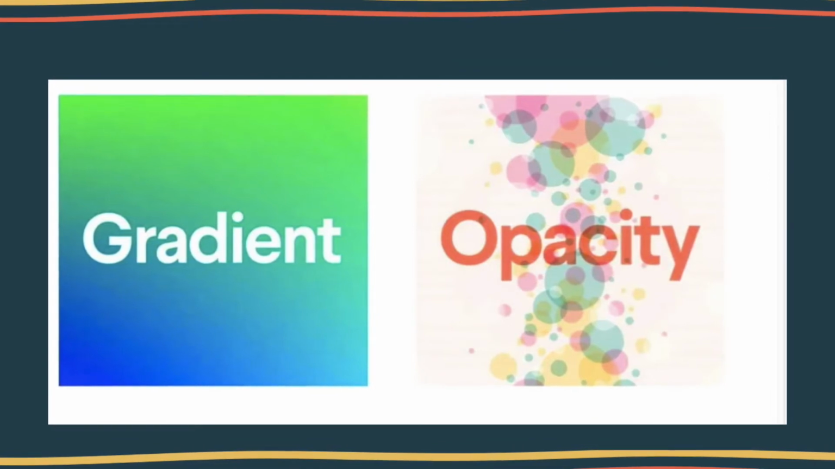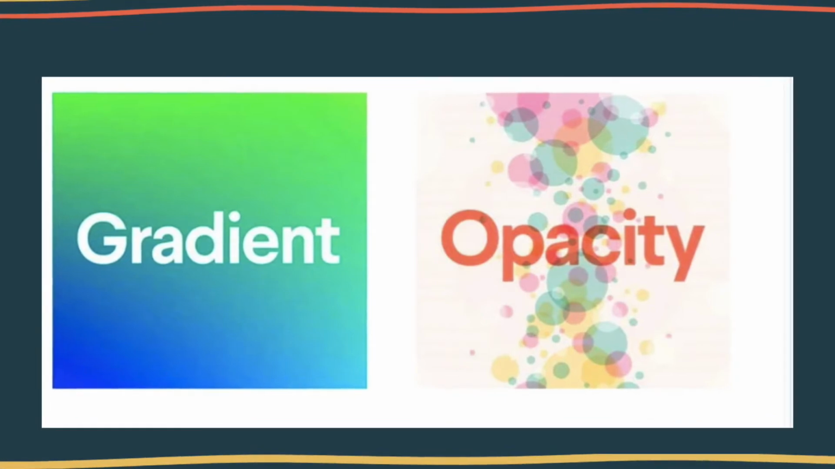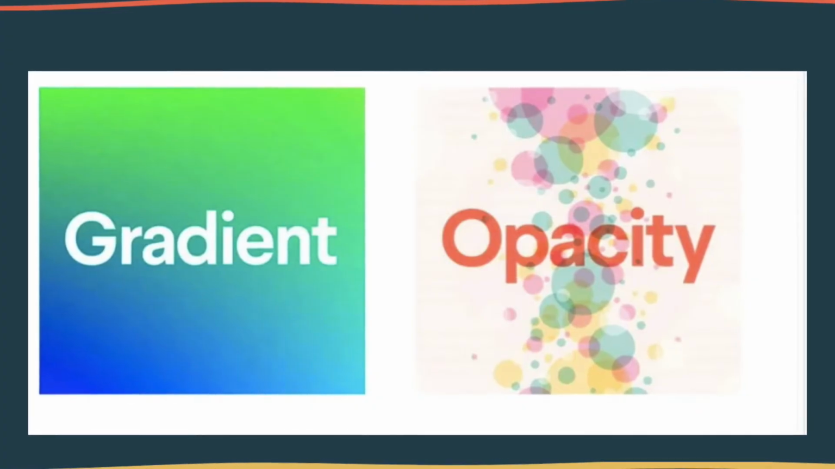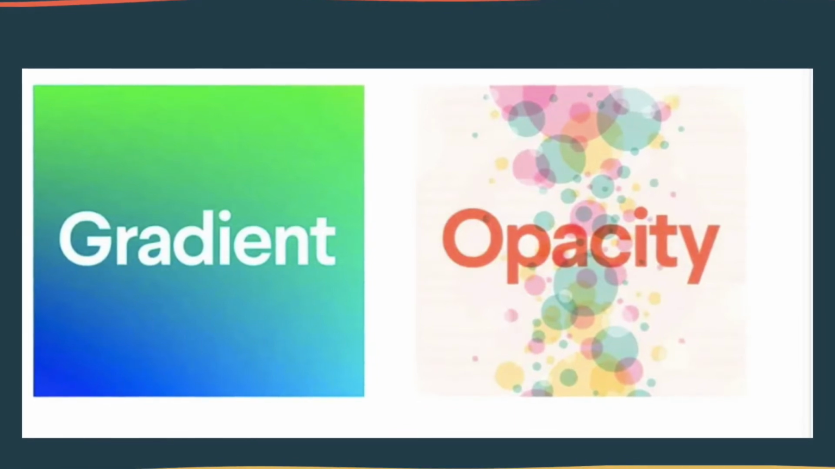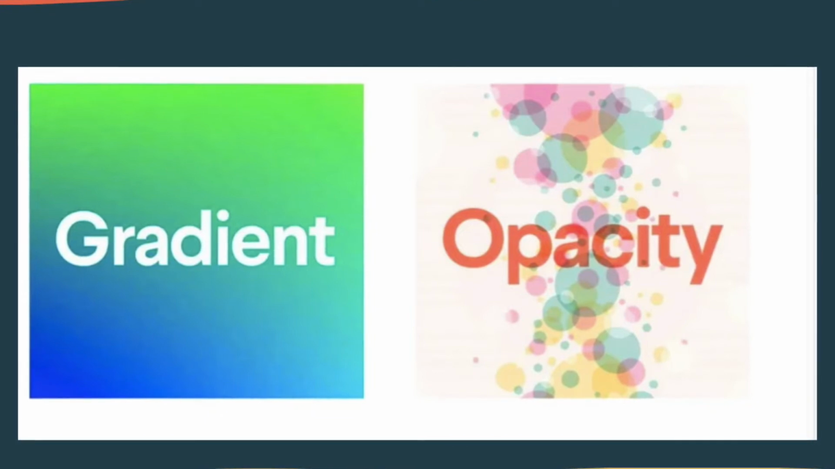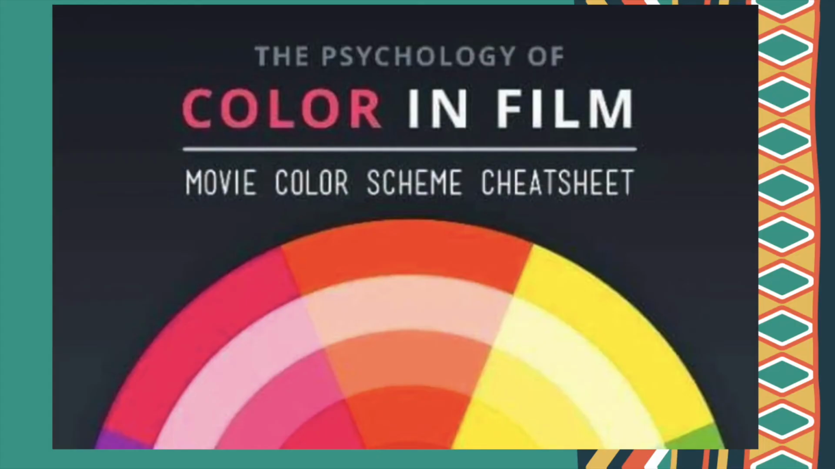Now, when we say opacity, transparency is also known as opacity. It refers to how see-through an object might be. The less opacity an object has, the less noticeable it is because it is more transparent. So the more opacity an object has, the more noticeable and visible it will be because it has less transparency. So let's now move on to the psychology of colors in film.